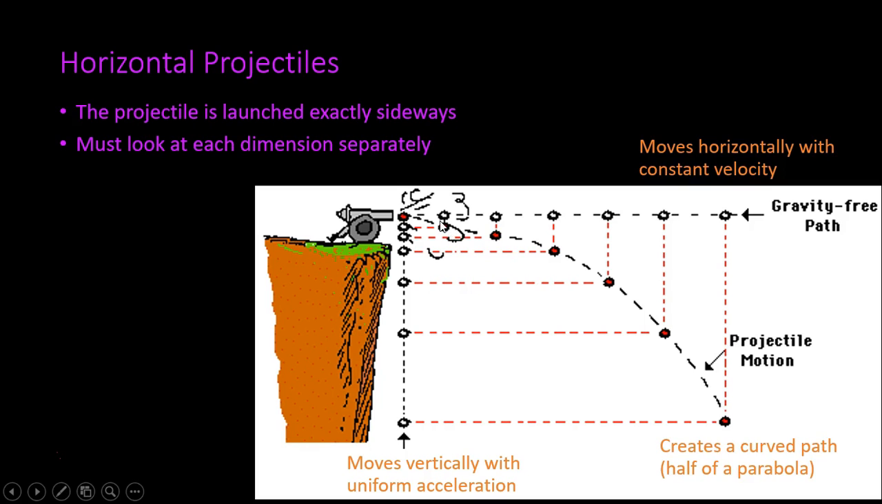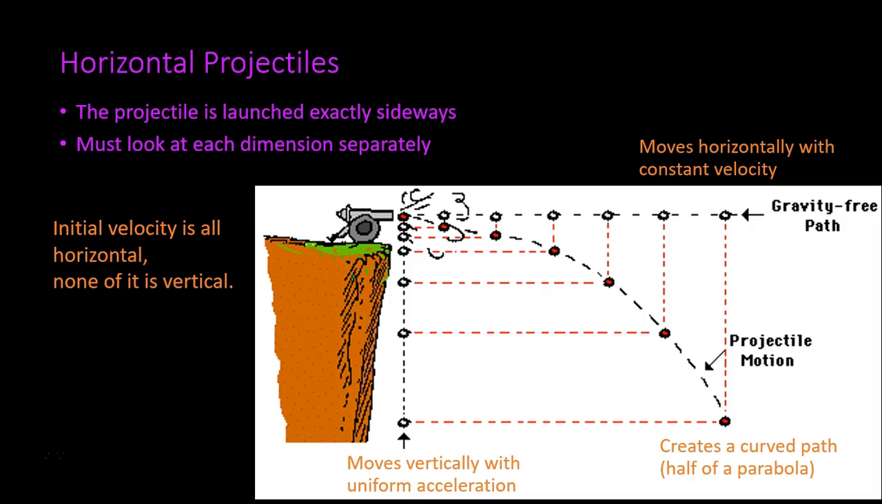So we can take these two dimensions, the horizontal dimension and the vertical dimension motions, and when we combine them, we see that the object falls in a curved path. It's half of a parabola. And what's important about horizontal projectile motions, and you need to remember, is that the initial velocity is all horizontal. None of the initial velocity is vertical. So v sub I x is equal to the total velocity, and v sub I y is equal to 0.